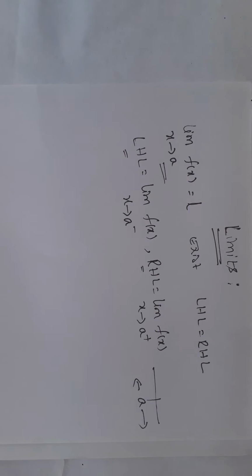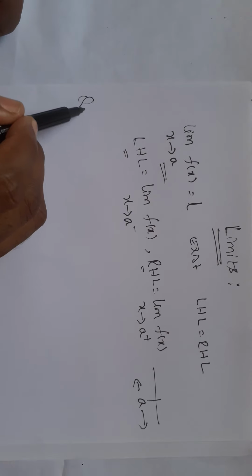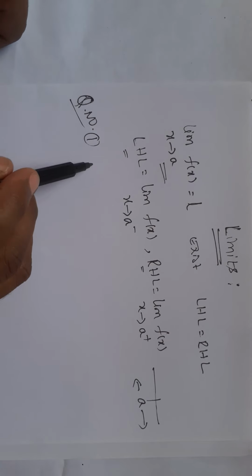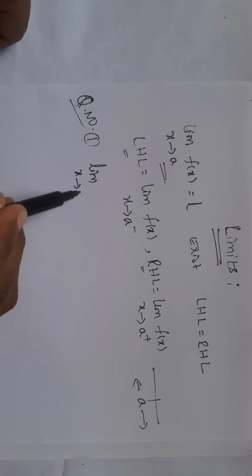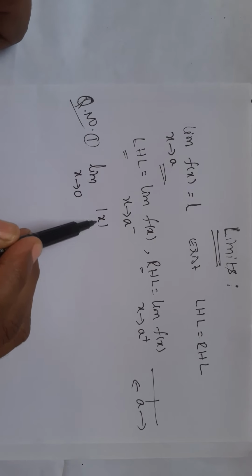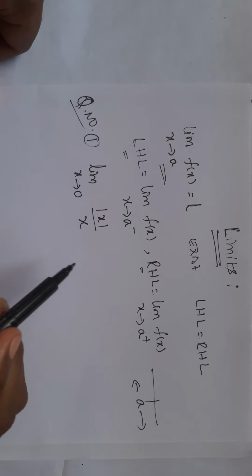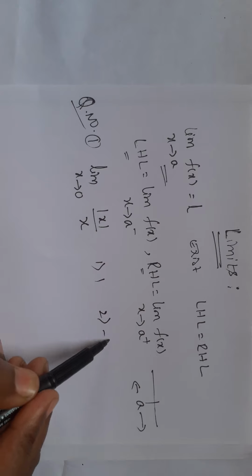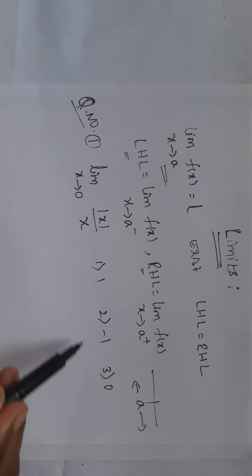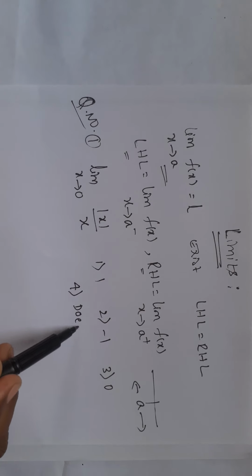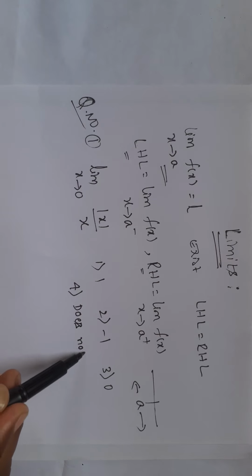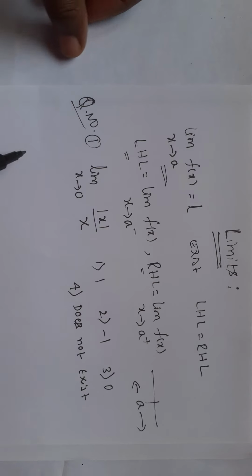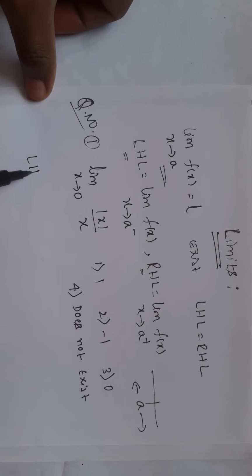So initially we're going to solve some questions related to the existence of the limit. I'll take question number 1. They have given limit as x tends to 0 of mod x by x. Options are option 1, 1; option 2, -1; option 3, 0; and option 4, does not exist. To verify this, I start with LHL.